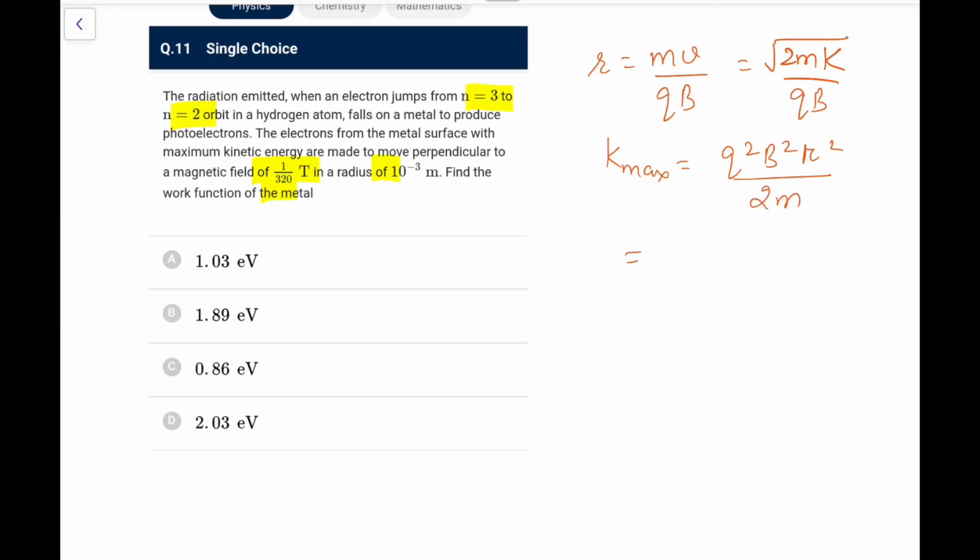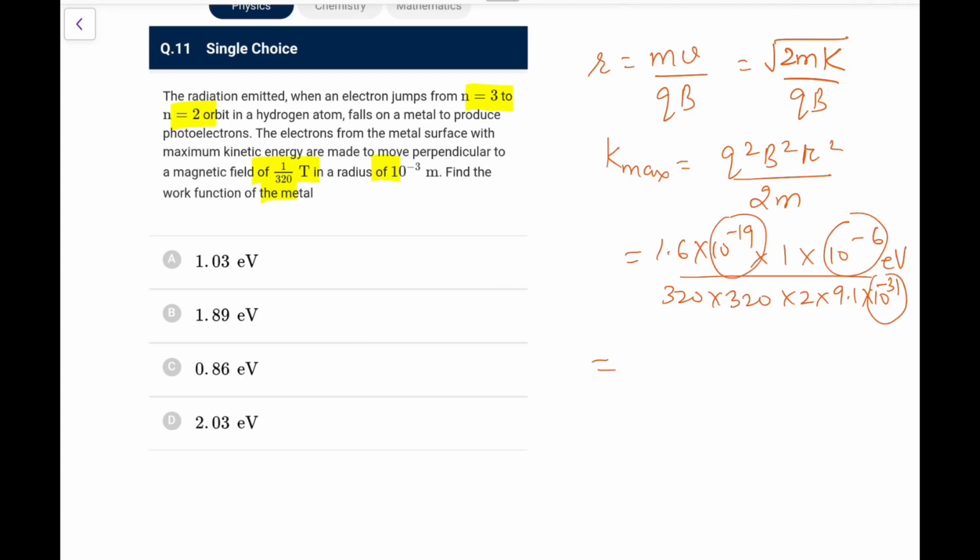Okay, it would be a tough calculation. Let's try. So e would be 1.6 into 10 to the power minus 19. One e I am writing for eV, so I can directly write it in eV. B square, 1 by 320, so I write it as 320 into 320. And r square is 10 to the power minus 3, squared, that is 10 to the power minus 6, with the 2, and m is 9.1 into 10 to the power minus 31. This is now in eV. Now the powers 31, 6 and 19 combine, the 2 will cancel, and 10 to the power 4 comes above 1.6, over 32 into 32 into 2 into 9.1.